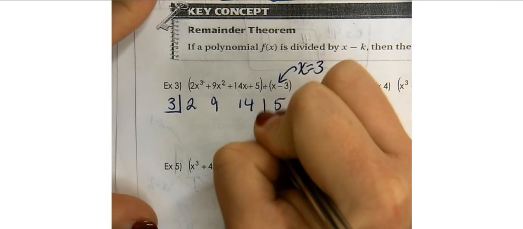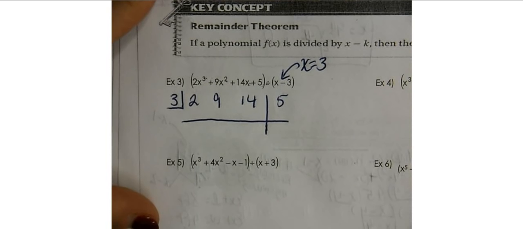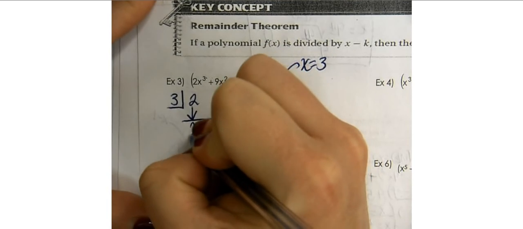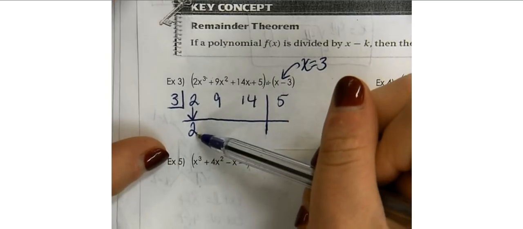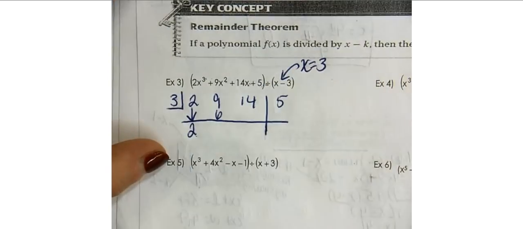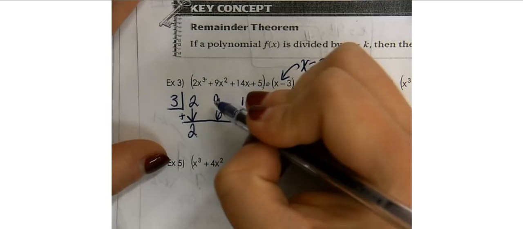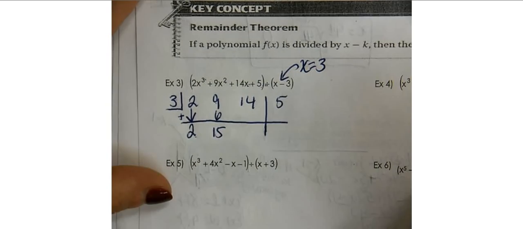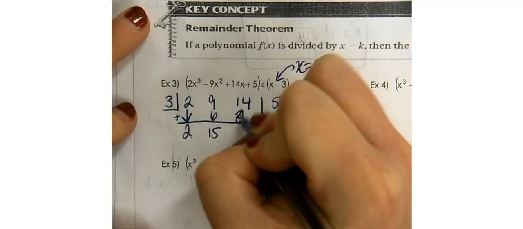And I'm going to draw a vertical line and a horizontal line. I'm going to bring down my first term, which is a 2, and I'm going to multiply 3 times 2, and that's going to give me 6. That result's going to go below 9. And I'm going to add going straight down. 9 plus 6 is 15. And I'm going to repeat the process. 3 times 15 is 45.